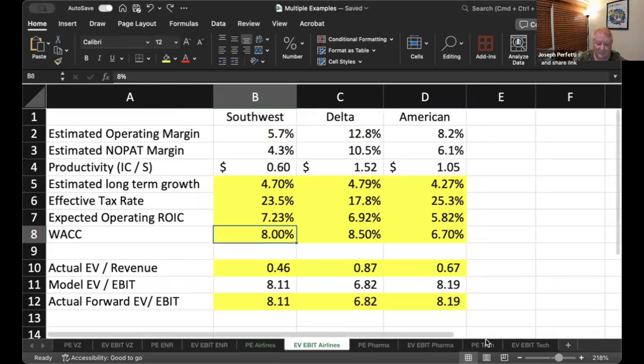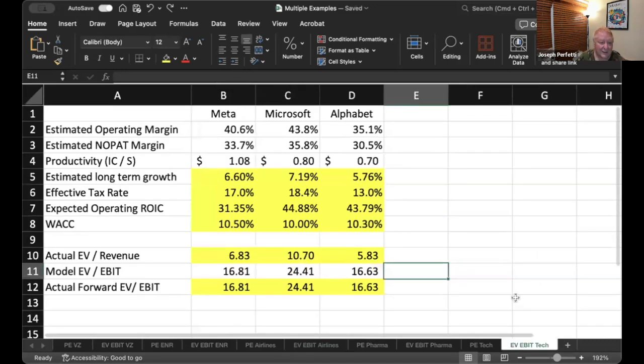Tech. Somebody tell me about Meta and Microsoft. EV to EBIT. Why is Meta at a discount to Microsoft? Lucas?